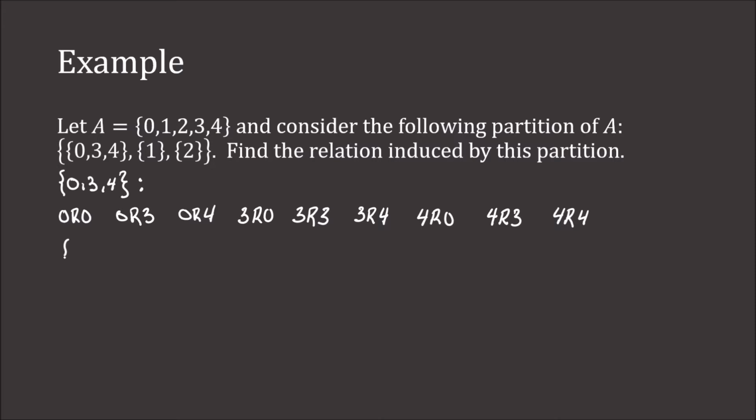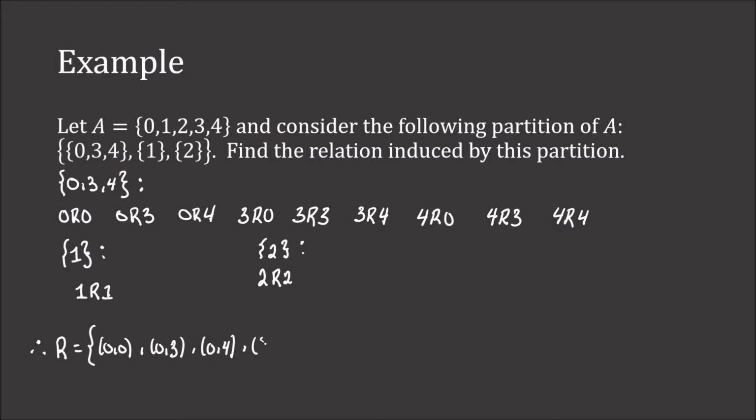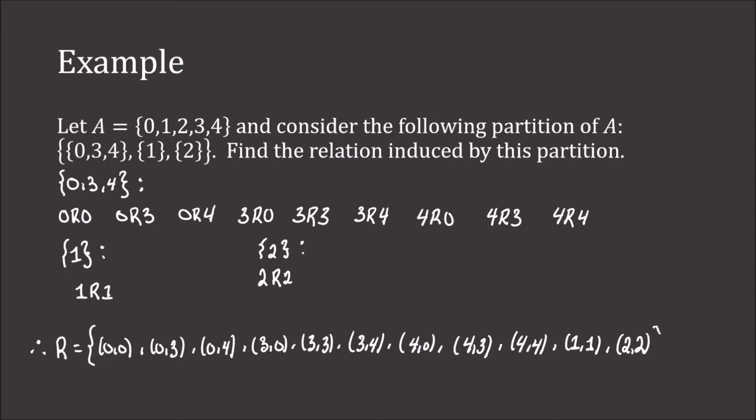If we now look at the subset {1}, we find that 1 is related to 1. And if we just look at the subset {2}, we find that 2 is related to 2. So R, the relation itself, remember relations are sets of ordered pairs: (0,0), (0,3), (0,4), (3,0), (3,3), (3,4), (4,0), (4,3), (4,4), (1,1), and finally (2,2). So that is the relation that is induced by this given partition.